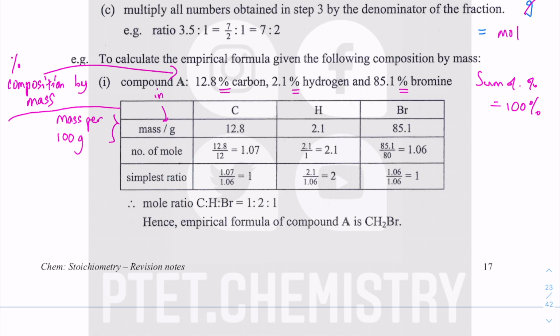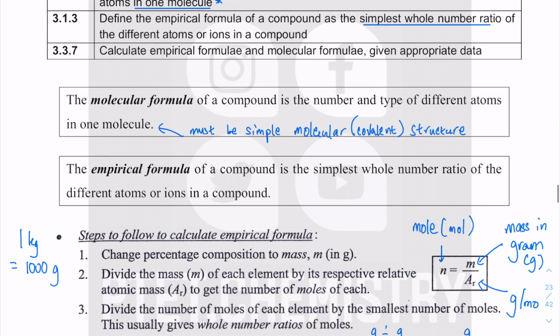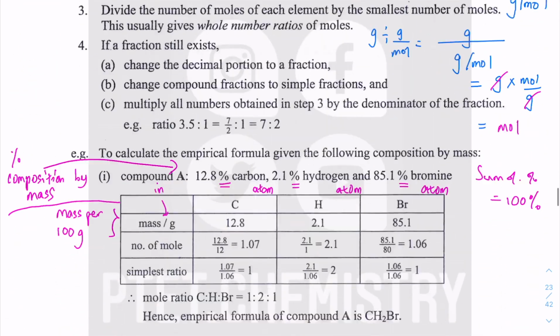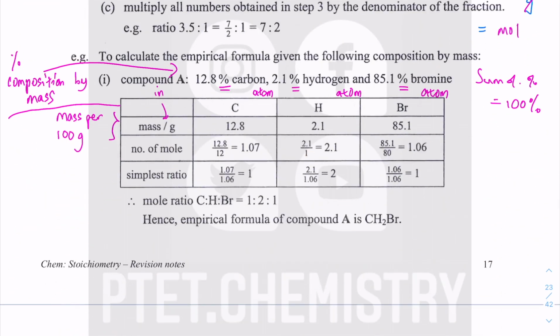Now, mole, these are atoms, by the way. These are atom, and atom. And the reason why they are atom is because of the empirical formula definition: simplest whole number ratio of the atoms or the ions in a compound. Therefore, I do not divide by 2, which is the molecular mass for H2, but this is atom, so it's divided by the relative atomic mass for the atom. Okay, carbon atom has a relative atomic mass of 12 as given in your periodic table, and then this one is 80. This is the relative atomic mass for bromine.